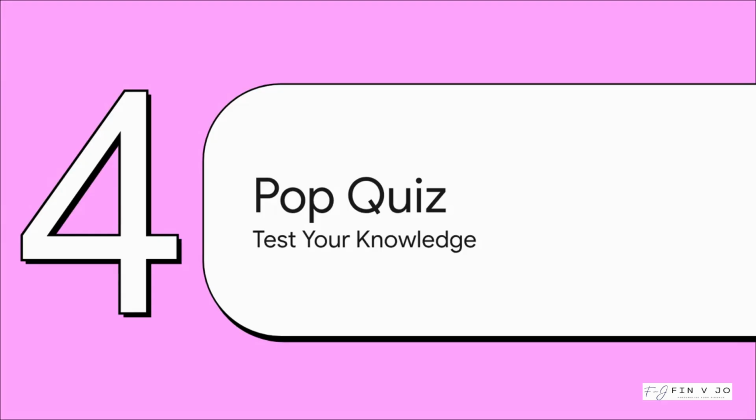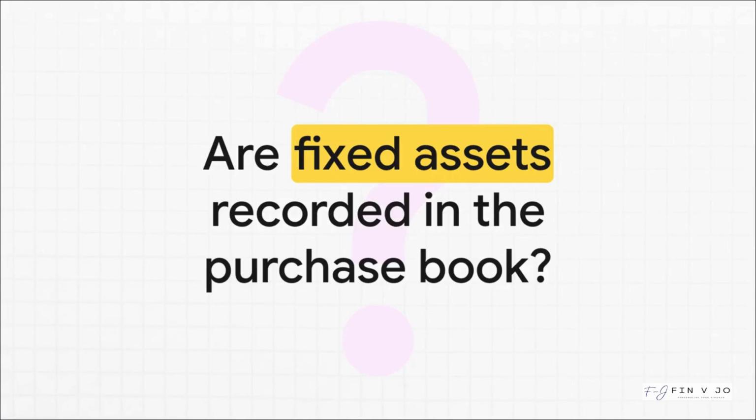Which brings us to part 4, the pop quiz. All right, class, you've absorbed the theory, you've seen the practicum, now I'm going to throw a few rapid-fire scenarios at you to test your knowledge. Think fast. Question 1. True or false? Transactions regarding the purchase of a fixed asset are recorded in the purchase book.